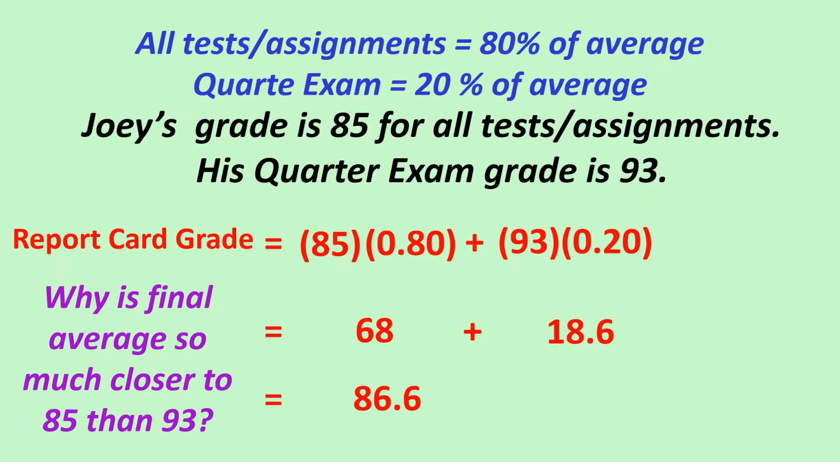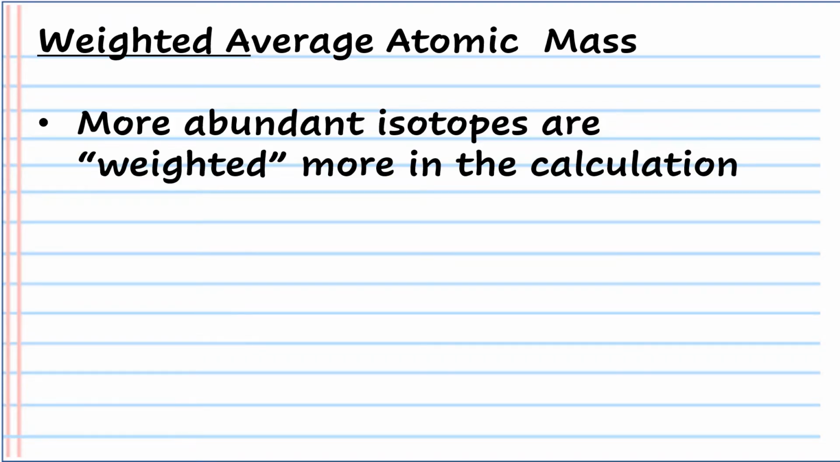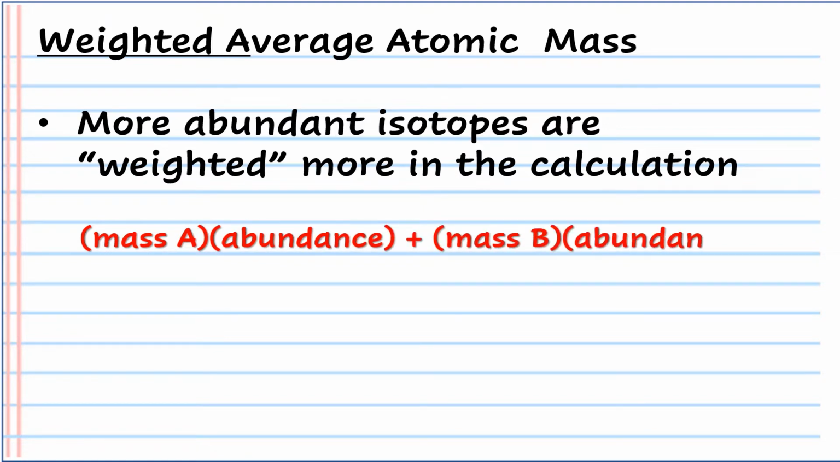Notice the weighted average does not fall evenly between 85 and 93. It falls much closer to 85 because 85 was weighted much heavier in our calculation. This is really no different from finding weighted average atomic mass of the elements. We will multiply the mass of each isotope times its abundance as a decimal, then add it all together. Notice the formula ends with plus ... This is because elements have varying number of isotopes, and many times you may have 3, 4, or even 5 isotopes to include in your calculation.